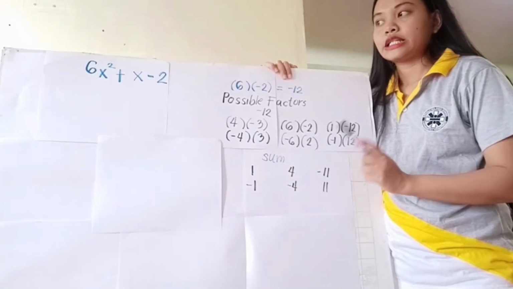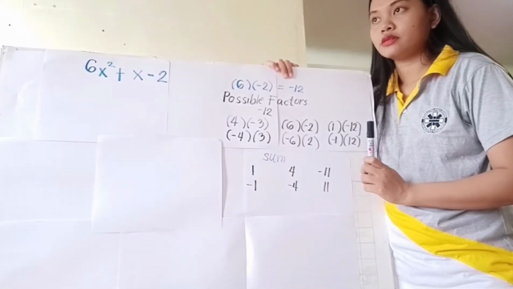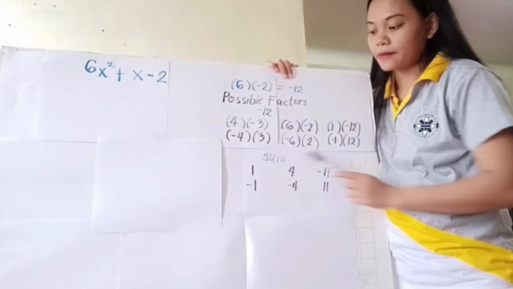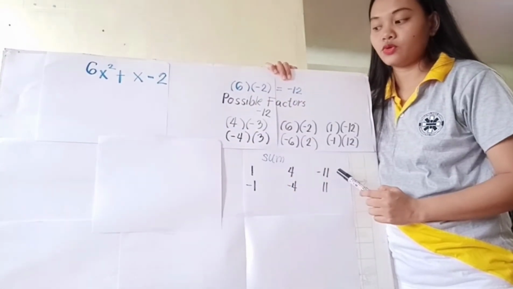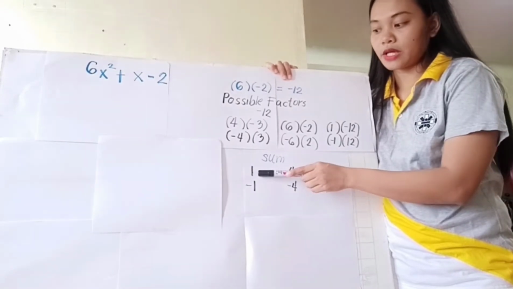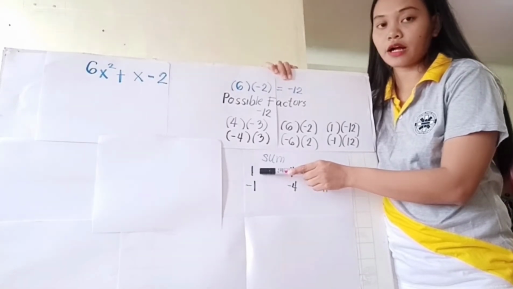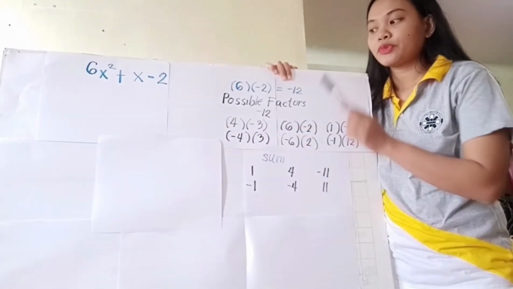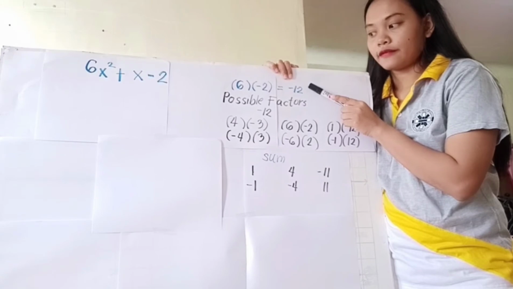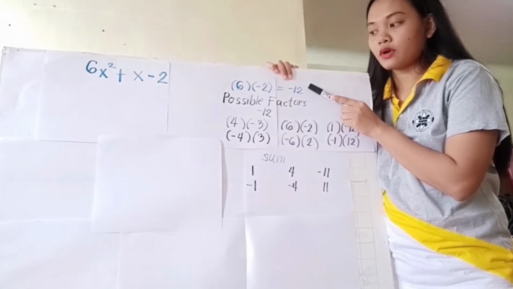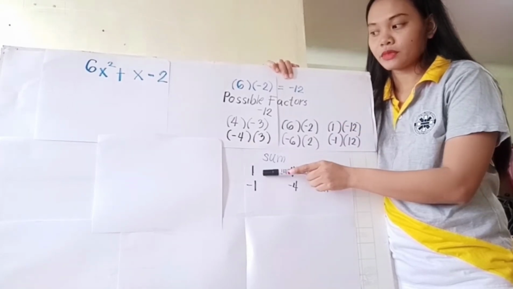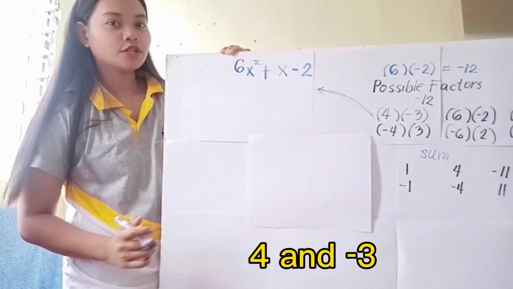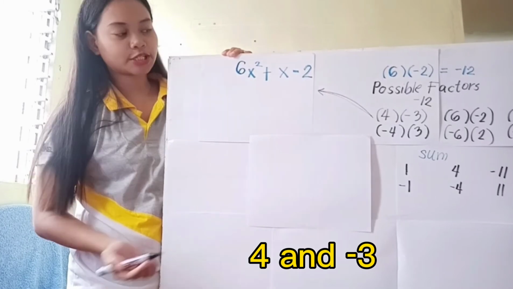Ngayon, kanina, ang middle term natin ay x, positive x. So, ang coefficient niya ay positive 1. Hahanapin natin ngayon dito, asan dyan yung positive 1. So, ito siya, positive 1. At yung ginamit nating factors kanina ay 4 at negative 3. Ibig sabihin, the product of negative 12 and a sum of positive 1, the factors na gagamitin natin ay 4 at negative 3.